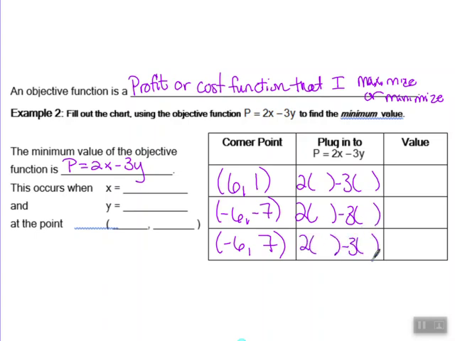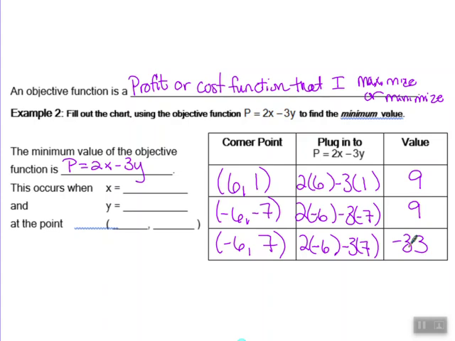And then I'm going to go back and say, well, what's my x value? 6. What's my y value? 1. -6, -7. -6, +7. And I'm going to plug that into Desmos or my graphing calculator just to get the answer. Plug it in exactly like you see it. And you'll see 9, 9, and -33.